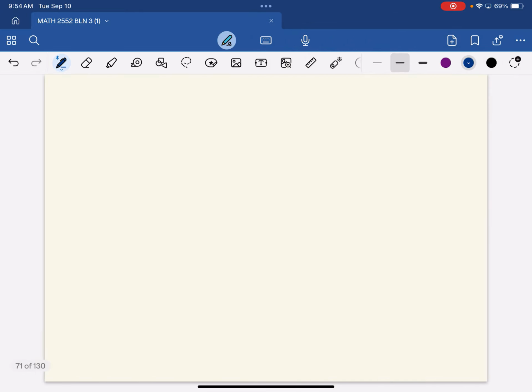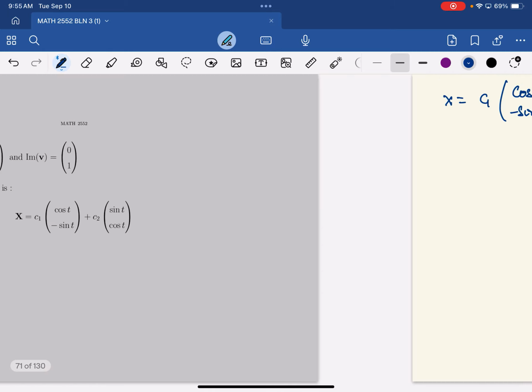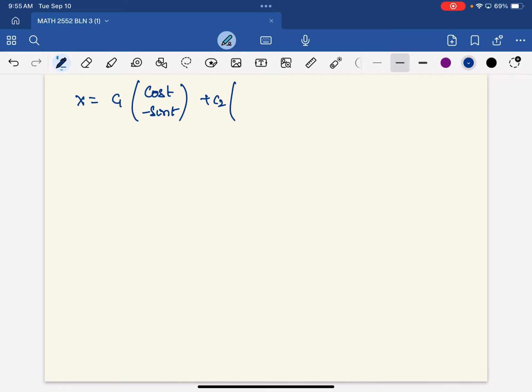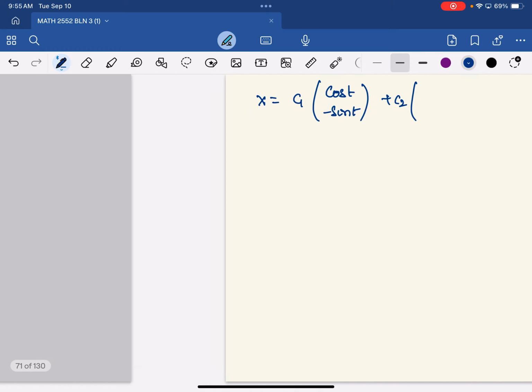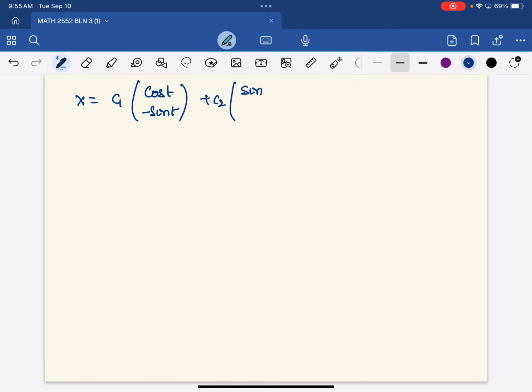So I have x is going to be c1 cosine t, negative sine t, plus c2 sine t, cosine t. This is what I have. Okay, so now I want to get the phase portrait.